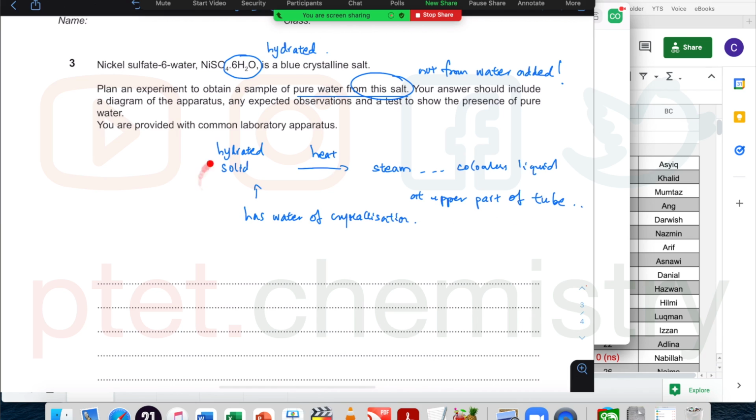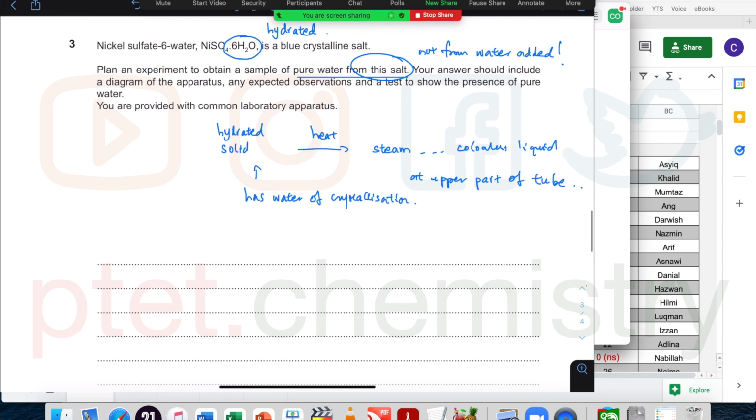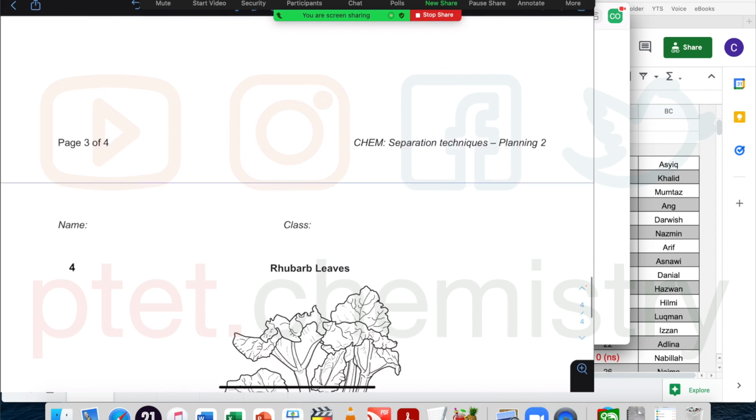This is related to your qualitative analysis, I think work 1 or work 2, the planning exercise. It says what 2 conclusions can you get? One of them was acidic, because it reacts with carbonate to give you effervescence. The other one is that it's hydrated, because it gives you steam when you heat it up. You kick out the water of crystallization. It has got water of crystallization. It is a hydrated solid. That was in the qualitative analysis question, yeah?